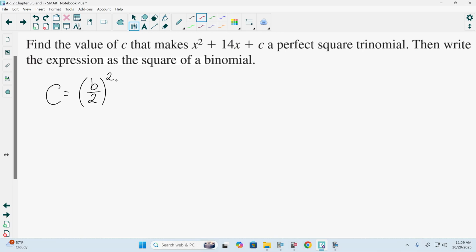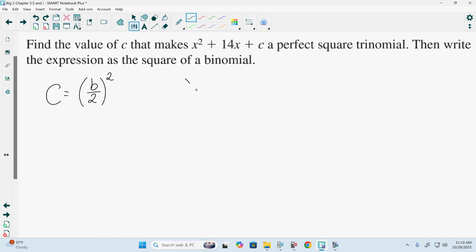So if I have a squared term with a being 1, so an x squared term, and a middle term, our term with x, I have x squared plus bx. No matter what b is, I can find a value of c that will make it into a perfect square trinomial using this formula here. c is equal to b over 2 squared.